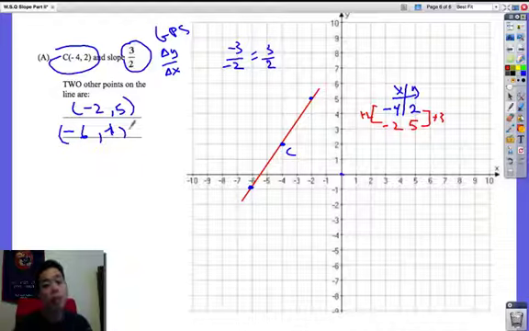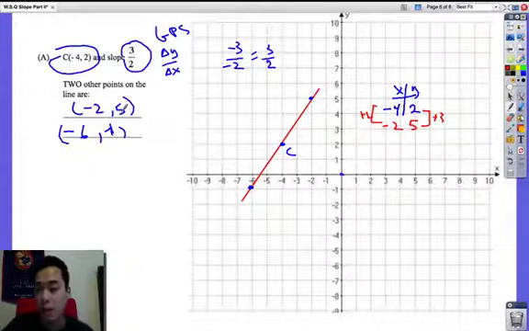Slope is cool like that. As long as you have slope, your GPS, you can move anywhere on the graph. So that's all I have for today. Make sure you are watching the video, and then we'll check it in class.